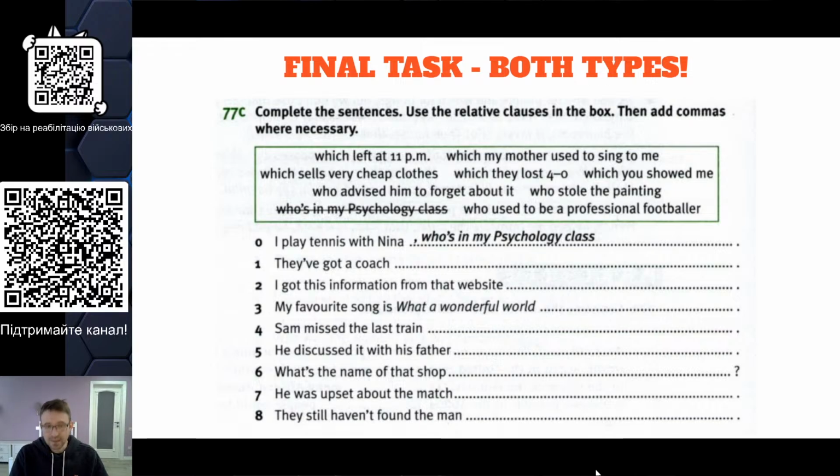So number one, here we have they've got a coach, who used to be a professional footballer. Here we do not need to use commas, because this is necessary information. If we say they've got a coach, okay, which coach? I don't know anything about this coach. For that reason, we should have no commas here, because we need to identify which one we're talking about, and it's the one who used to be a professional footballer.